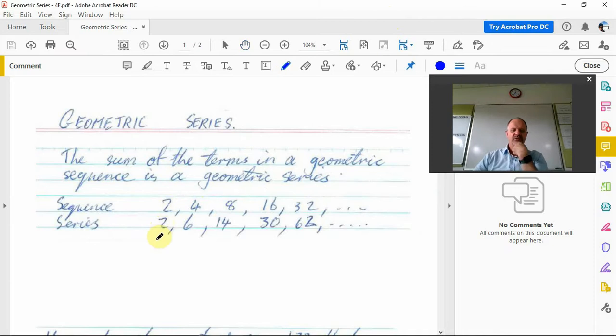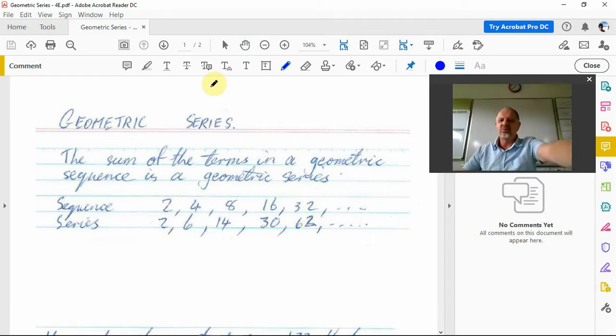The first term in the series, S1, is 2. The next one, 2 plus the 4, gives us 6. 6 plus the 8 gives us 14. Plus the 16 gives us 30. Plus the 32 is 62, and so on. So there's our sequence and our series. A series is when we add up the terms.